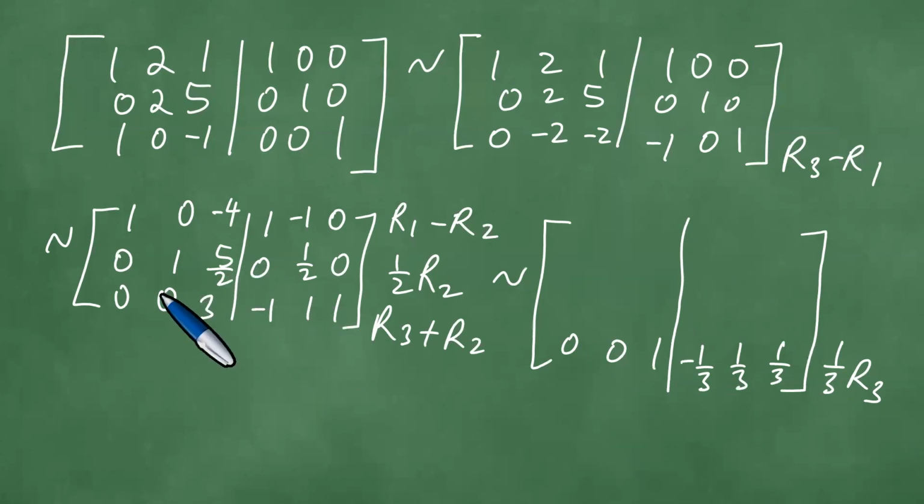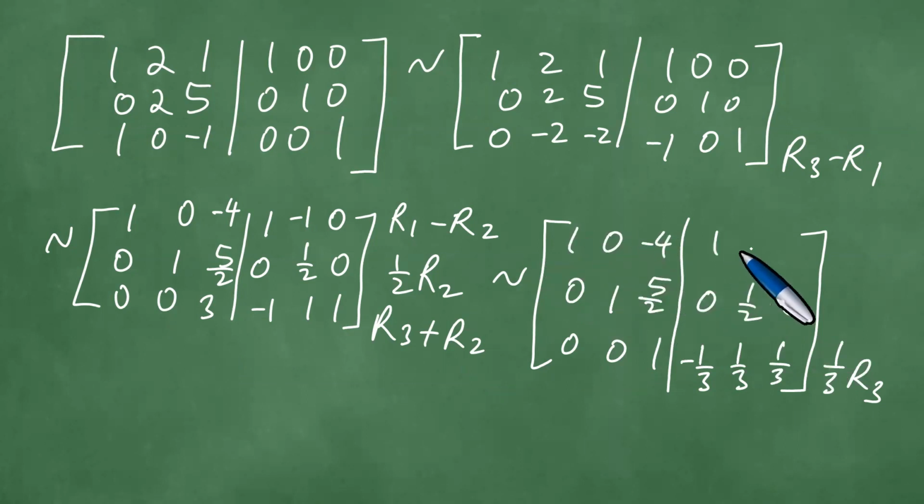Okay, right. Because this one has 3 eigenvalues anyway, because it's a 3 by 3 matrix, they can be equal to each other and so on, or they can all be different. Okay, now we have these. So let's write here 0, 1, 5 over 2, 0, 1/2, 0. 1, 0, minus 4, 1, minus 1, 0.